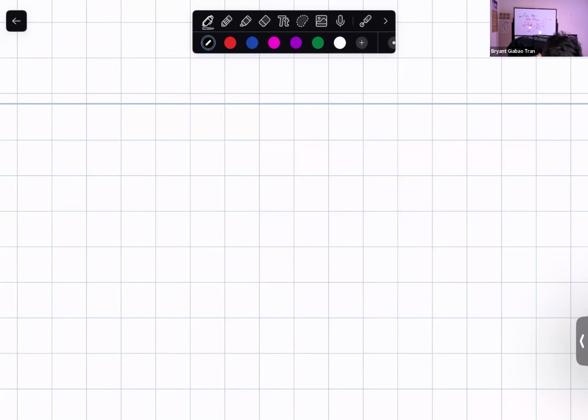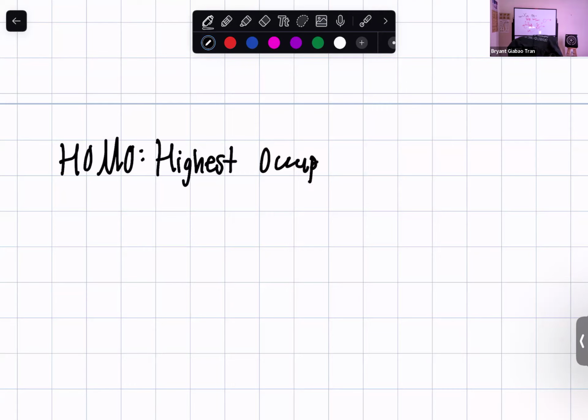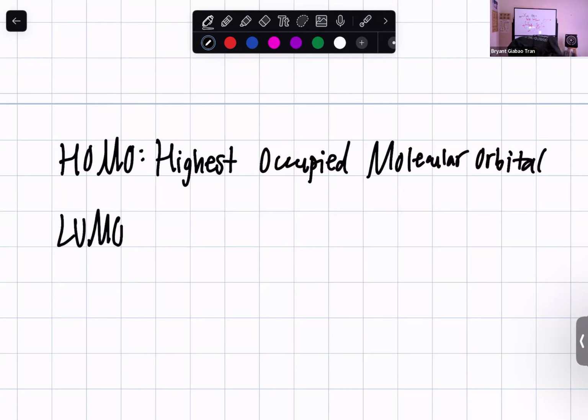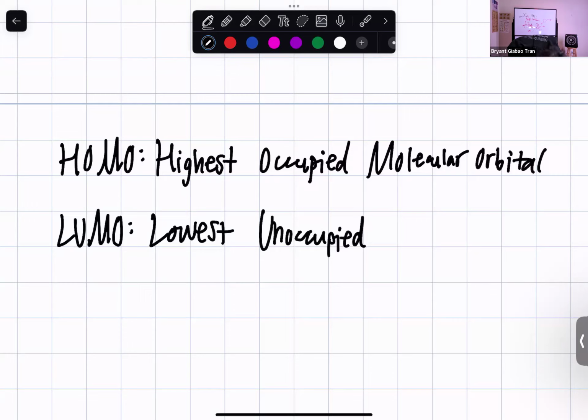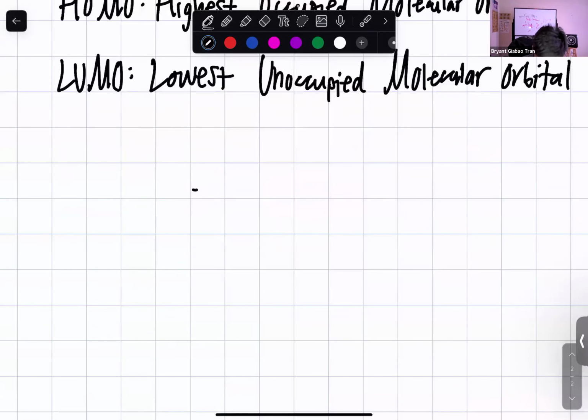So HOMO is going to be the highest occupied molecular orbital. LUMO is going to be the lowest unoccupied molecular orbital, because of the U, unoccupied. Okay, so let's look at the diene system.